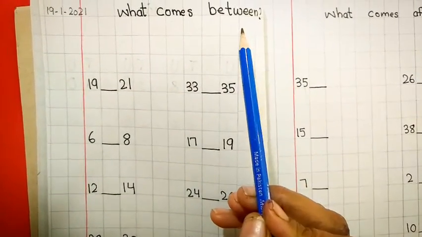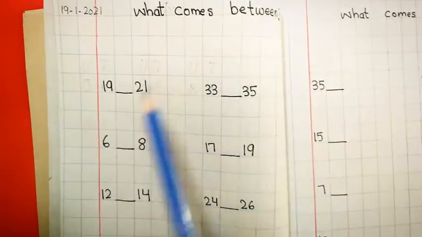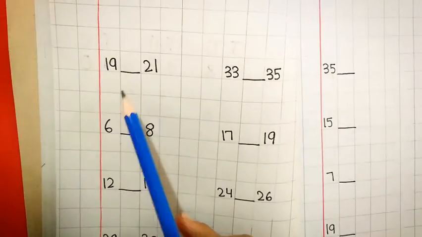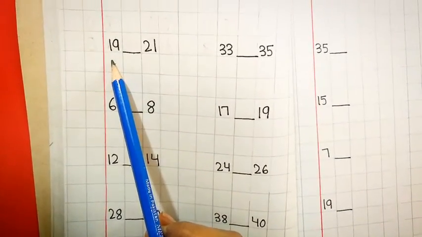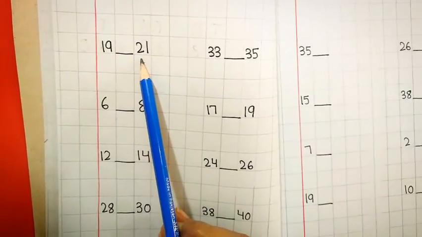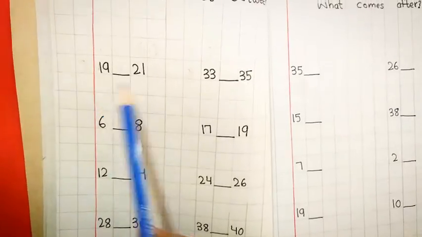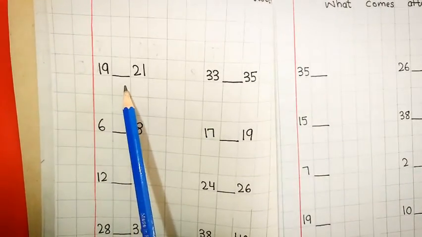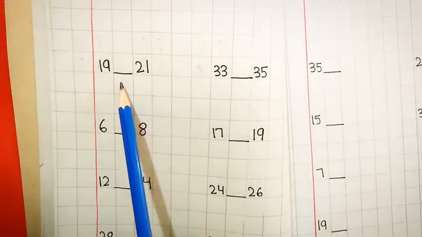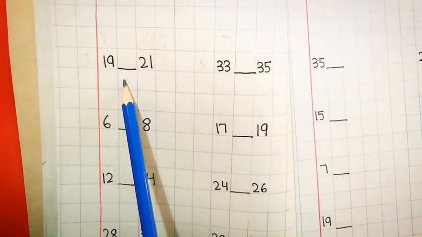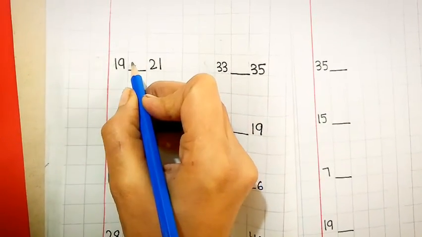Between means darmiyan mein, beech mein. Here are the numbers. Now tell me, which number is this? It's number 19. And which number is this? Number 21. Now tell me, what comes between these numbers? Number 20 comes in between these numbers.